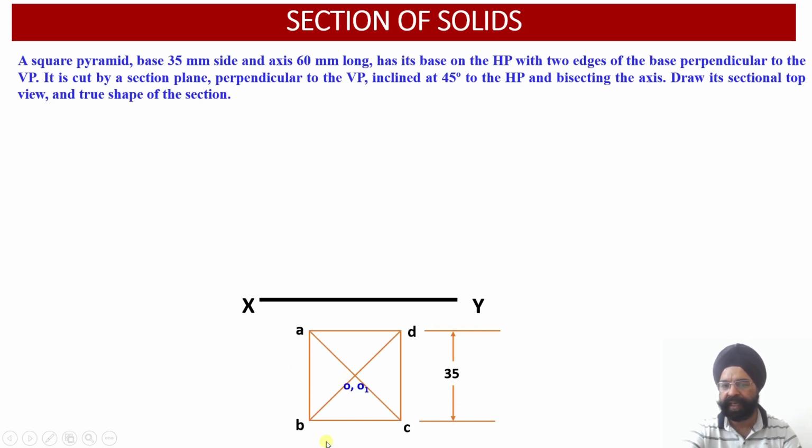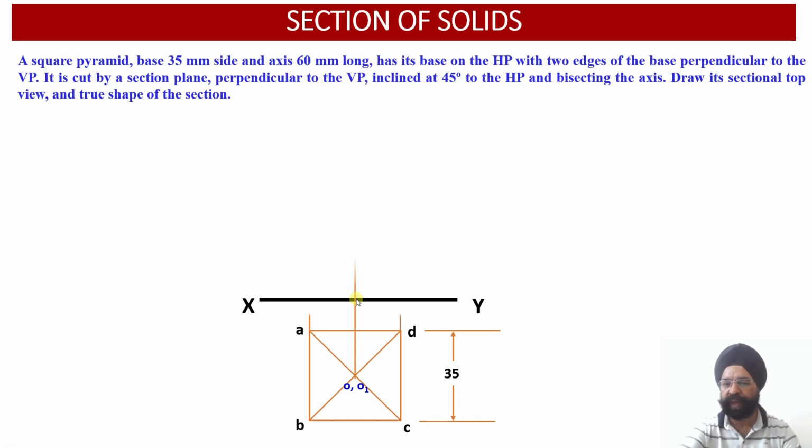So A, B, C, D happen to be the edges of the base of the square, and then you are going to join both of the diagonals over there. The moment you join these diagonals, you get the points O and O1. O is the apex or vertex, the top point of the pyramid, whereas O1 is the base point of the axis of the pyramid.